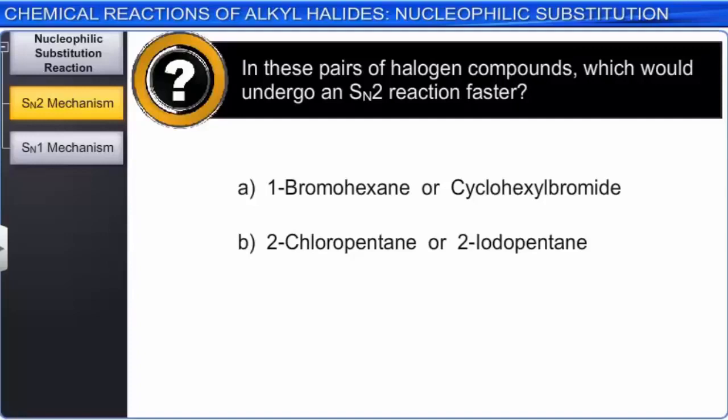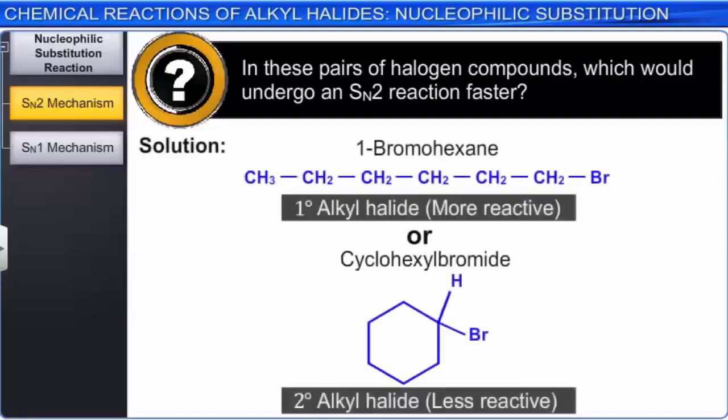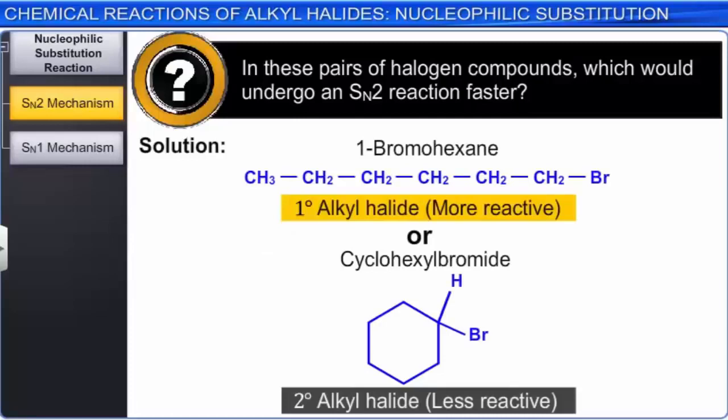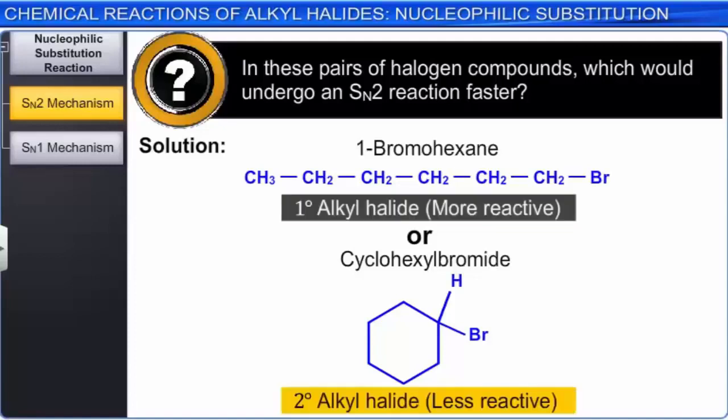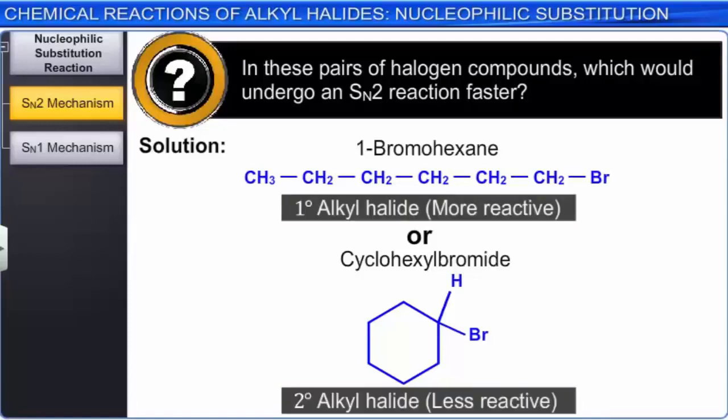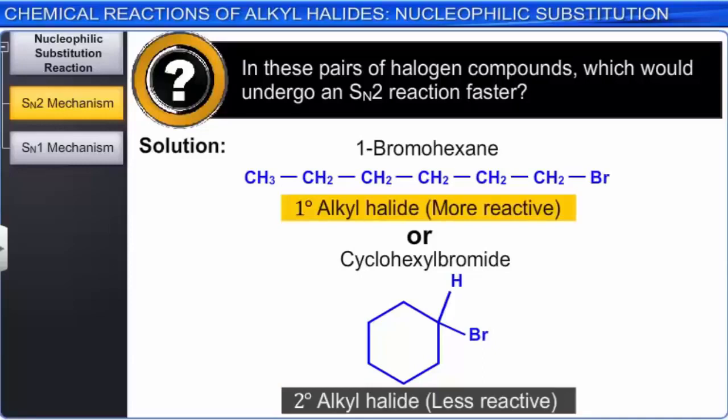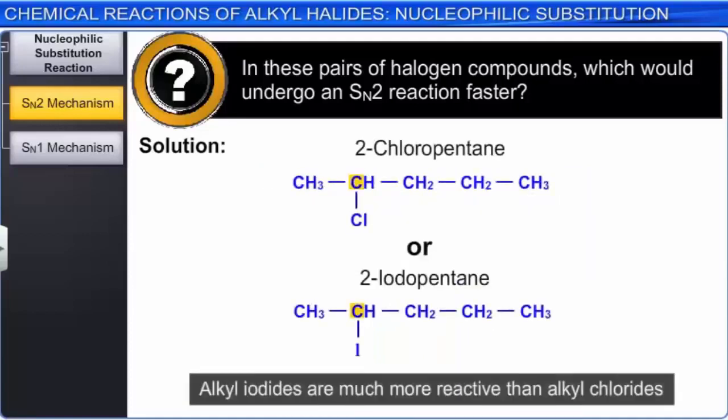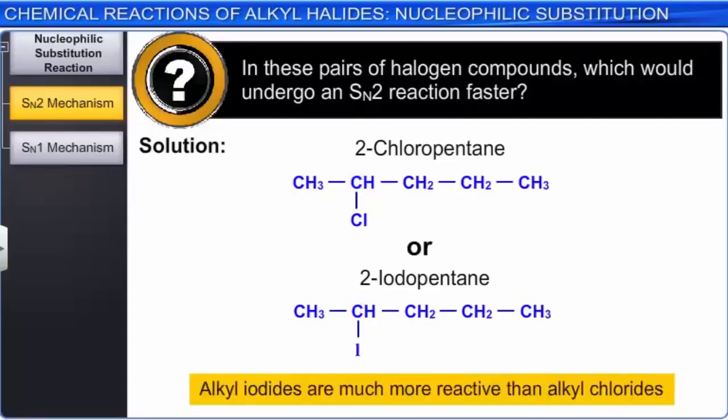Let's start by drawing out the structures. For the first pair, 1-bromohexane is a primary alkyl halide, and cyclohexyl bromide is a secondary alkyl halide. We expect 1-bromohexane, then, to be more reactive and react more quickly. For the second pair, both structures are secondary haloalkanes. However, iodine has a weaker bond to carbon than chlorine. Alkyl iodides are much more reactive than alkyl chlorides.